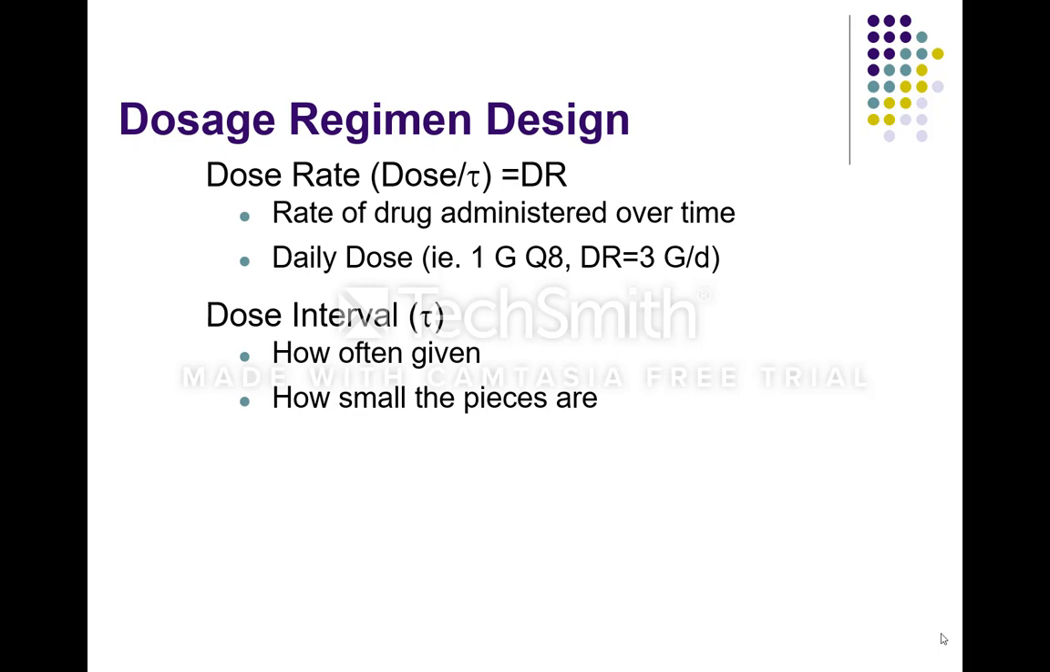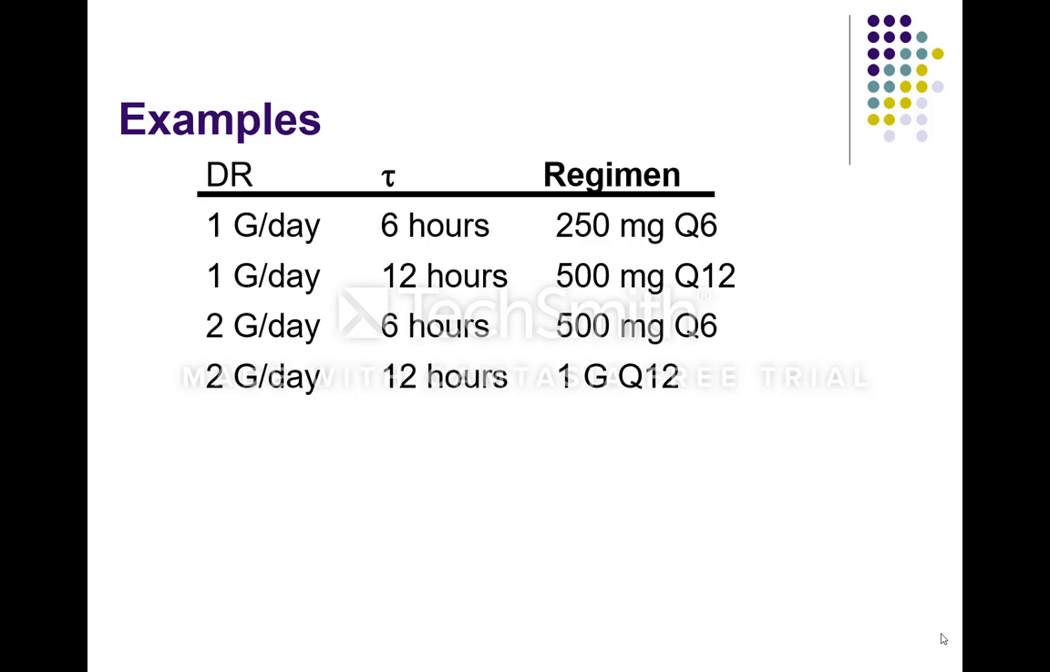So dose interval tells us how often we give it and how big the birdie bites are, right? How small the pieces are. Okay, we've sort of gone over this. So if we give 1 gram a day every 6 hours, the regimen's going to be 250 every 6. If we give it every 12 hours, 1 gram is our dose rate, then it's going to be 500 every 12. If we give 2 grams a day every 6 hours, it's going to be 500 every 6. And what I wanted you to see there is that if you say the dose is 500, this gives you not enough information, right?